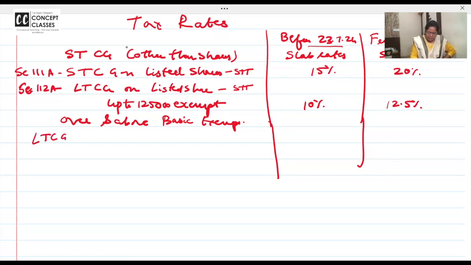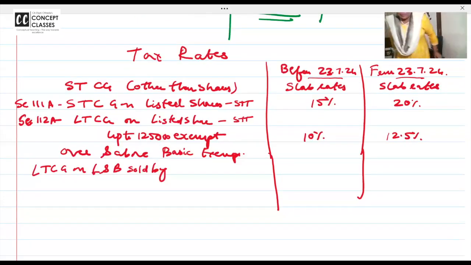Now, long-term capital gain on land and building sold by. Just a minute, huh? Not a break, but just a minute. Sorry. Thank you for waiting. Bolo.